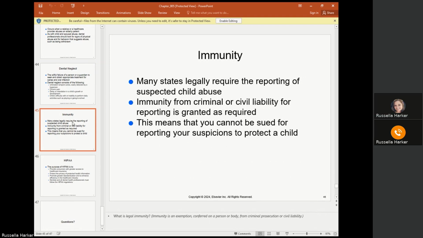Immunity: many states legally require the reporting of suspected child abuse. What immunity is, is that you're immune from criminal or civil liability for reporting, and that's granted as required. This means that you cannot be sued for reporting your suspicions to protect a child. So us being healthcare providers, we should be protecting and wanting the best for all of our patients, but children, people, or the elderly, people who are defenseless, we need to be a voice for them.